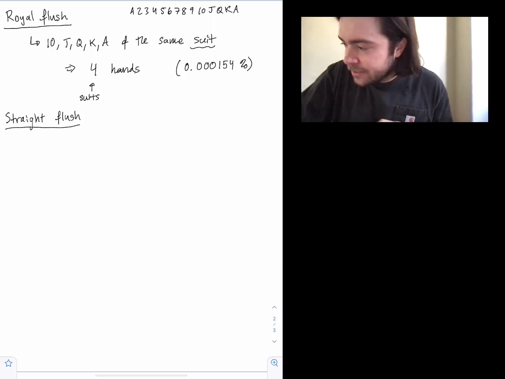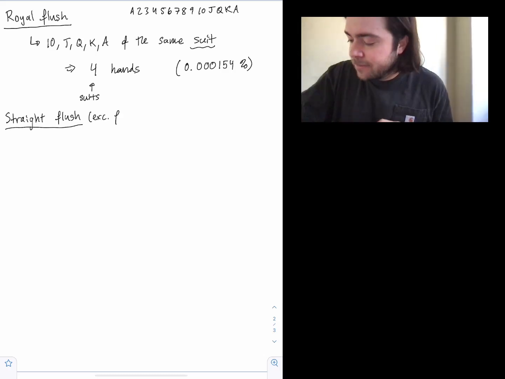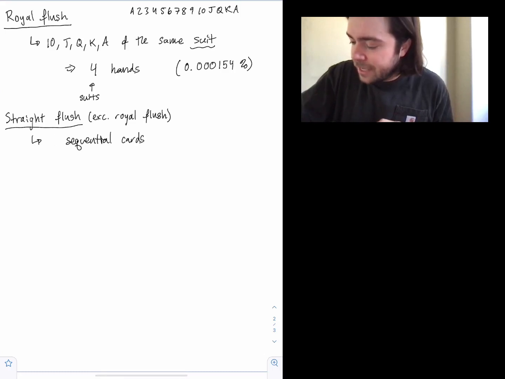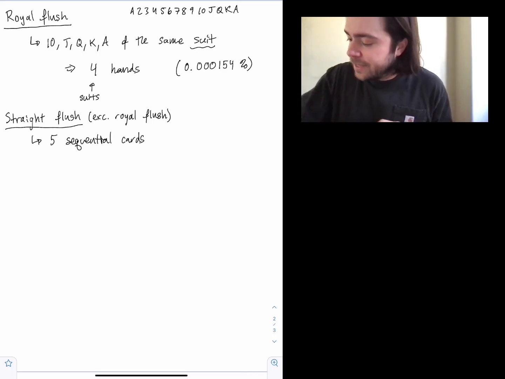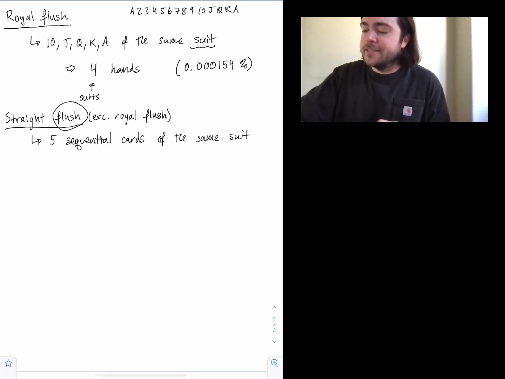What's a straight flush? Again, we're excluding the royal flush, because otherwise we would call this hand a royal flush. And the description of this hand is it's 5 sequential cards. I already talked about what it meant to be sequential. Remember, the ace can be a low card or a high card, but not both. And it's 5 sequential cards of the same suit. So the straight has to do with the 5 sequential cards, and the flush is all the same suit.